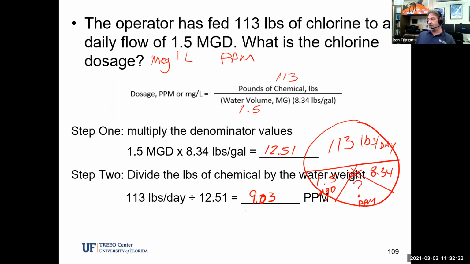9.03. That's a zero there. I rounded here, so we knocked off a lot of the digits, but 9.03 parts per million is our dosage.